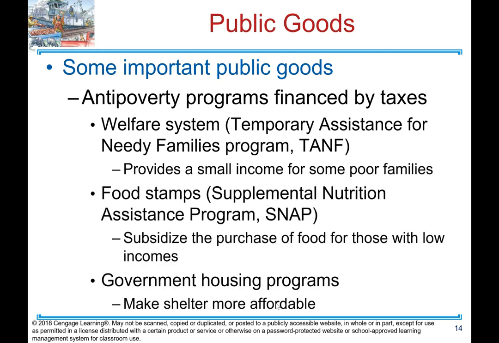Some important public goods: anti-poverty programs financed by taxes. Welfare systems, the Temporary Assistance for Needy Families program, TANF, provides a small income for some poor families. Food stamps, the Supplemental Nutrition Assistance Program, or SNAP, subsidizes the purchase of food for those with low incomes. Government housing programs make shelter more affordable.